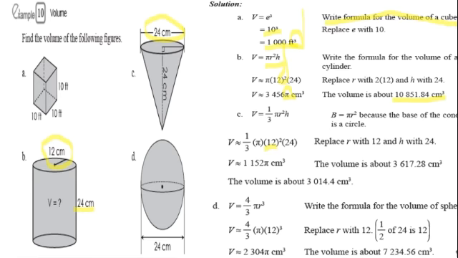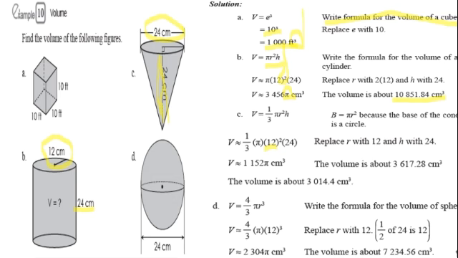And then, don't forget that it is squared, so 2 goes on top. And then, replace h with 24. This 24 is the height. Okay? So, then solve this: 1/3 pi times 12 squared times 24. You can use a calculator to make it easier.